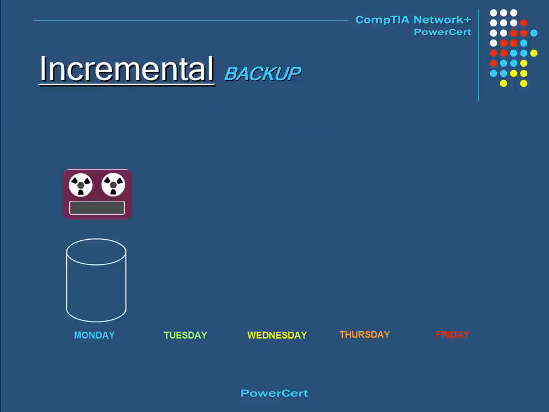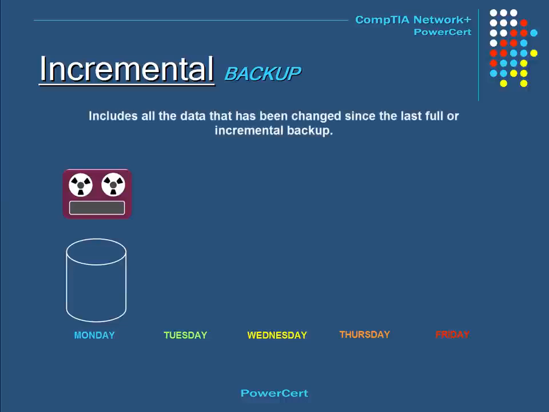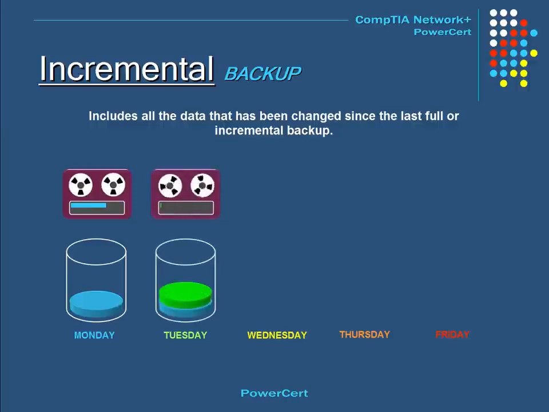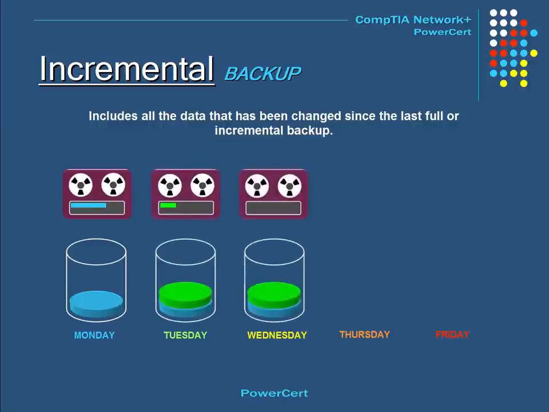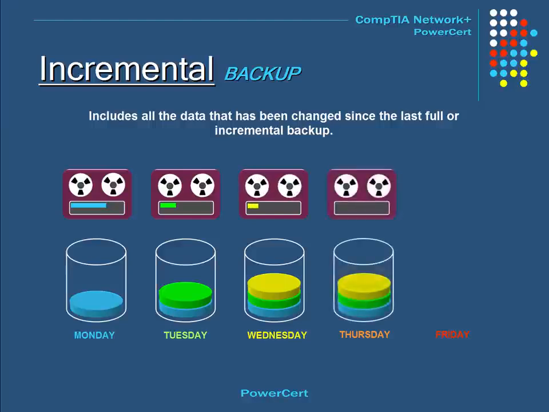In an incremental backup, the only data that is backed up is the data that has been changed since the last full or incremental backup. For example, let's say a company does a full backup on the weekend and incremental backups Monday through Friday. The only data copied to tape is the data that has been changed since the last incremental backup, which is each weekday. So Monday will only copy Monday's data, Tuesday will only copy Tuesday's data, and Wednesday will only copy Wednesday's data, and so on.